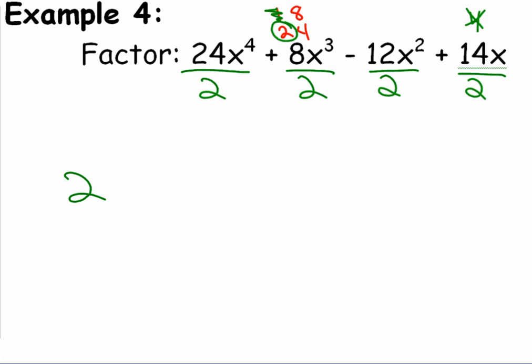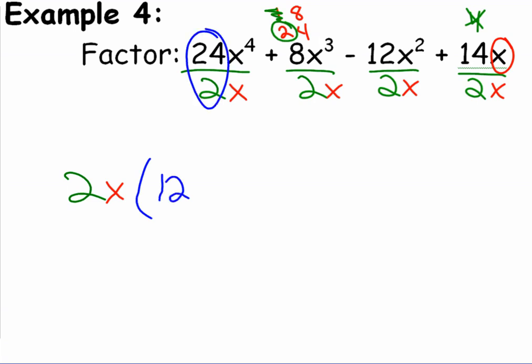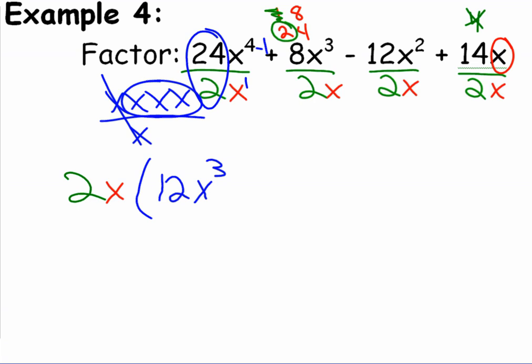Now I'm going to look at my variables. I know I can go to my smallest one, and that is going to be part of my greatest common factor. When I'm finding my remainder, I divide the numbers. 24 and 2 make 12. X to the 4th minus 1 is going to be x cubed left over. Another way to look at that is I had 4 x's, and I took away one of them. So that's how I end up with my x cubed left over.